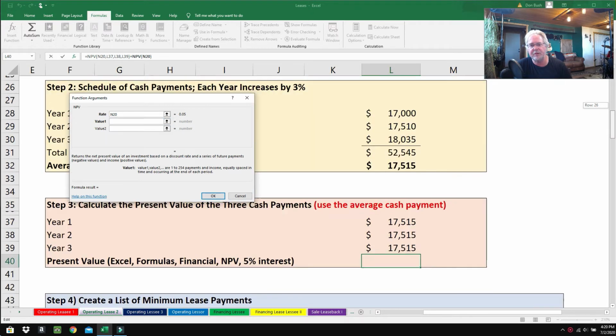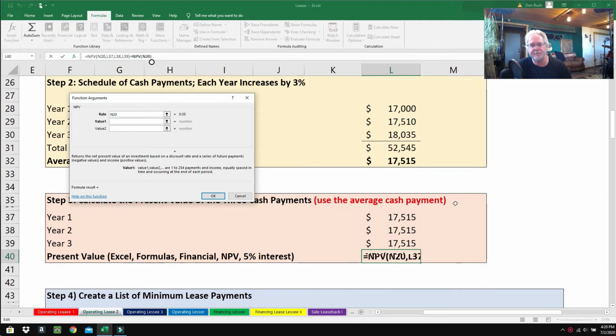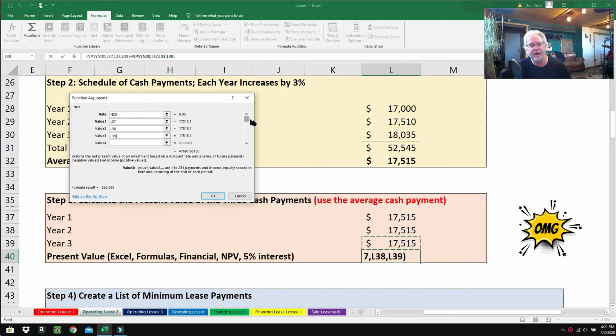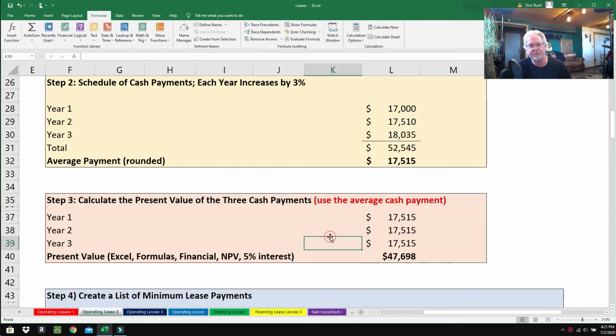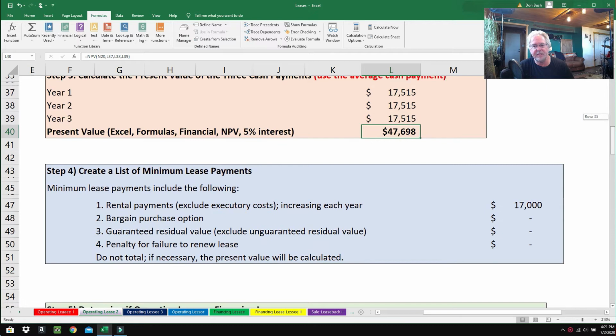Value number 1, coming down to value number 1. Here we go. We go down here. Make sure you get the right thing. Here's our first payment, so value number 1. Value number 2 is the second payment. Value number 3 is the third payment. And all you have to do is say OK, and you will get the answer. Now, I've already found the answer, so I'm going to just cancel out of this so I don't mess things up. So here's the present value, $47,698.